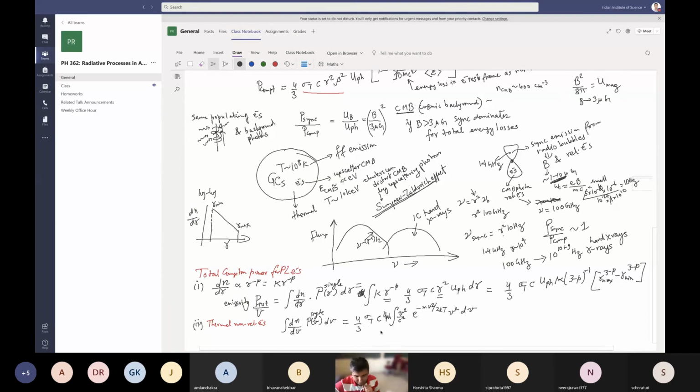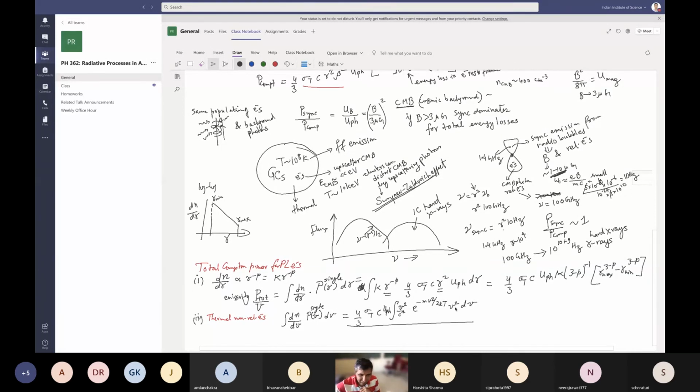We need this normalization constant, because this e to the minus m v squared by 2kT is just the Maxwell-Boltzmann distribution. This is not normalized, so we have to divide it by the integral of e to the minus m v squared by twice kT, v squared dv, from 0 to infinity. Right, so we know how to do these integrals. These are Gaussian integrals.